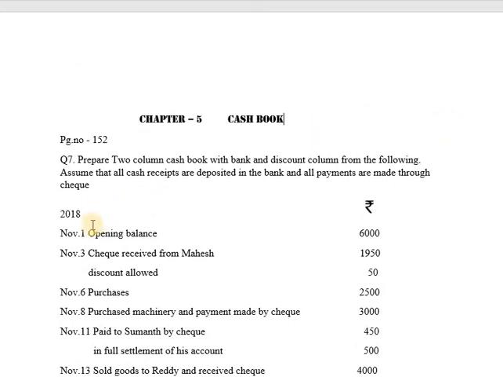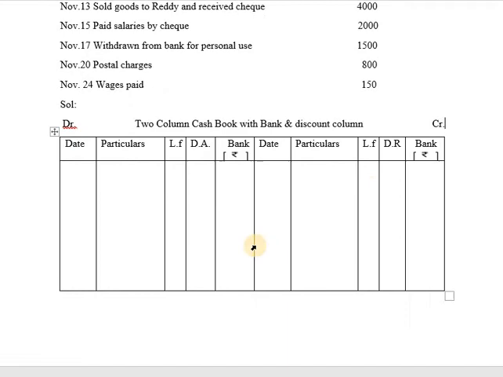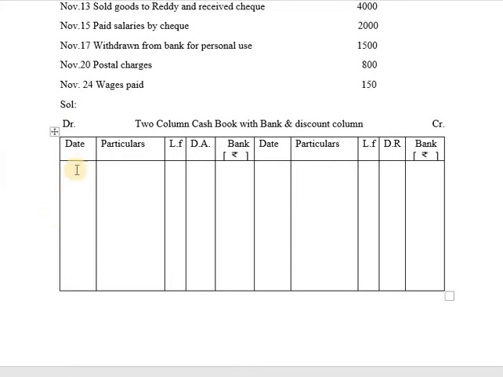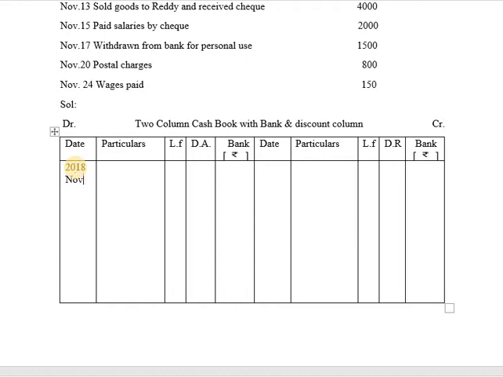The transactions are given for the year 2018 November 1st. Opening balance 6,000. It will be recorded as to balance brought down. 2018 November 1st, to balance brought down 6,000 rupees. November 1st, it will be recorded as to balance brought down and the amount will be recorded as 6,000.